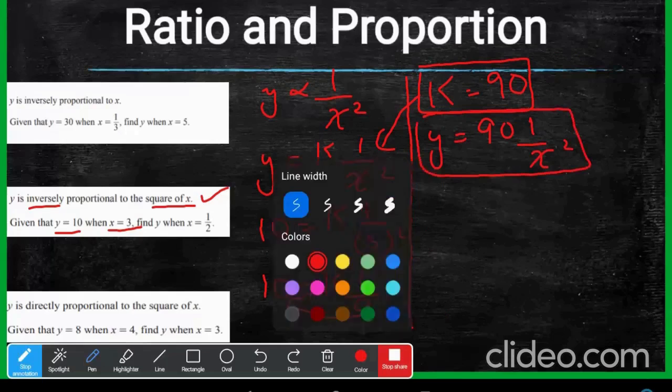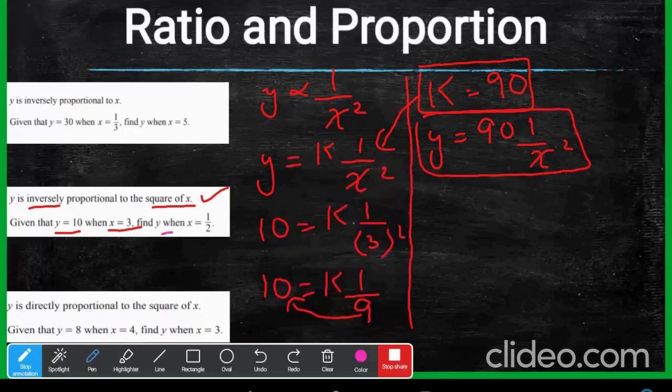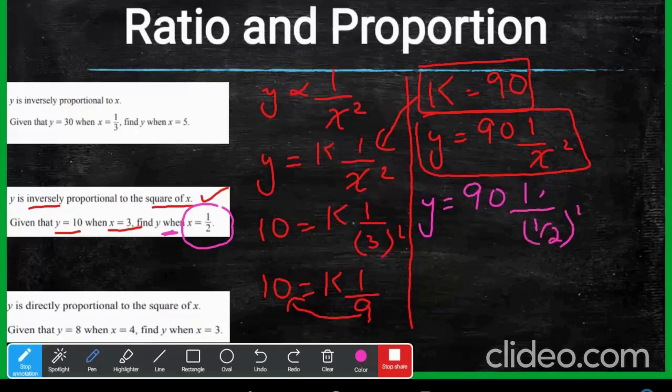Now what we have to find, that's the important thing. Find y when x equals 1 upon 2. So we have to find y again. The value of x is (1 upon 2) squared. The square of 1 is 1 and the square of 2 is 4. When we convert this fraction into multiplication, it will be the reciprocal, so it will look like this: 90 multiplied by 4 upon 1. We don't need to write 1 in the denominator, I'm just showing you how it is working.